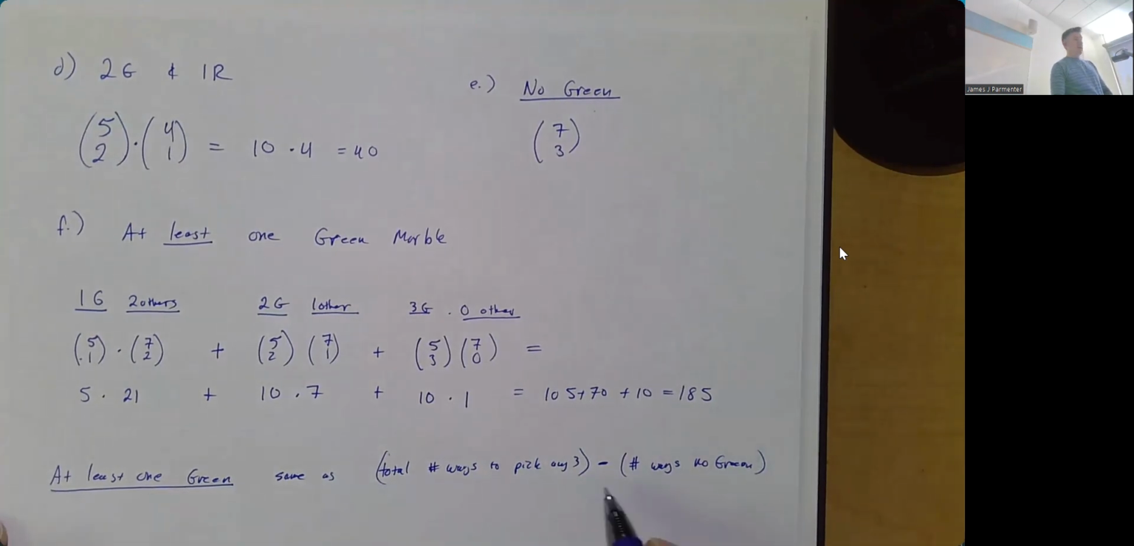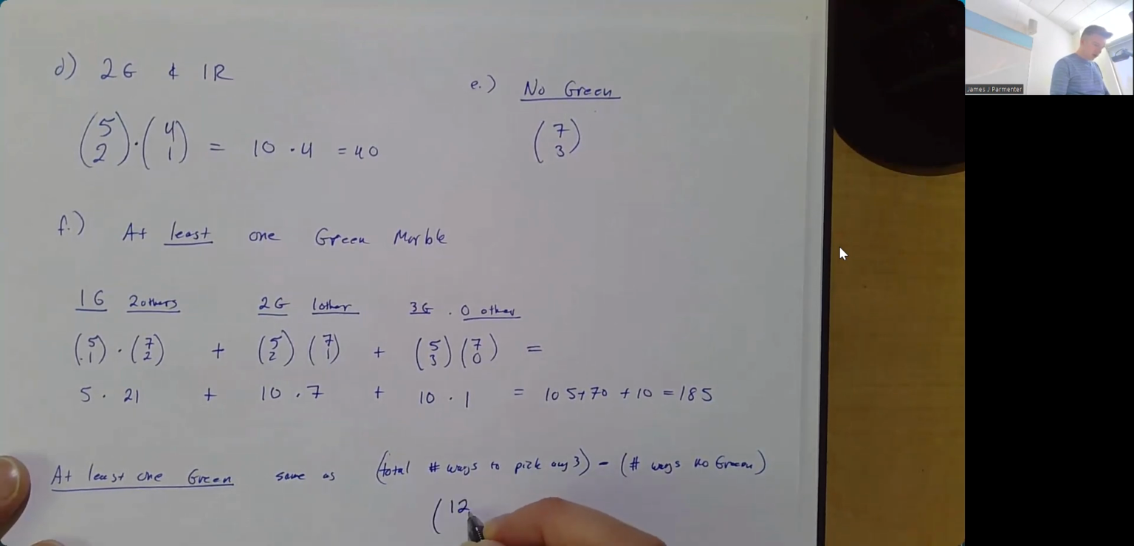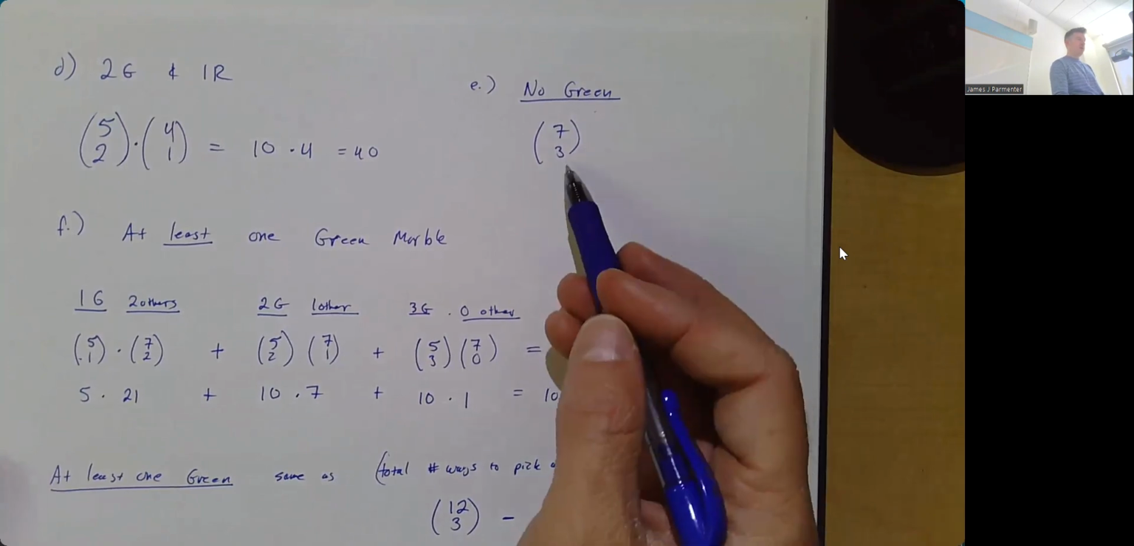So the total number of ways of picking any 3. Well, if I'm picking any 3, I don't care if it's red or blue or green. There are 12 marbles to pick from. So that's going to be 12 choose 3. Minus, we already know how many ways of picking no greens. We did that up here. It was 7 choose 3.